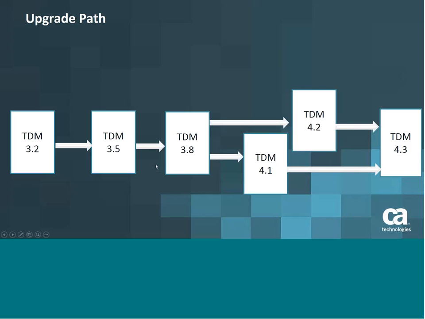Suppose, for example, you are using 3.6 and you don't see your version in this upgrade path. Then you upgrade to the next version, say 3.8, and then follow this process.